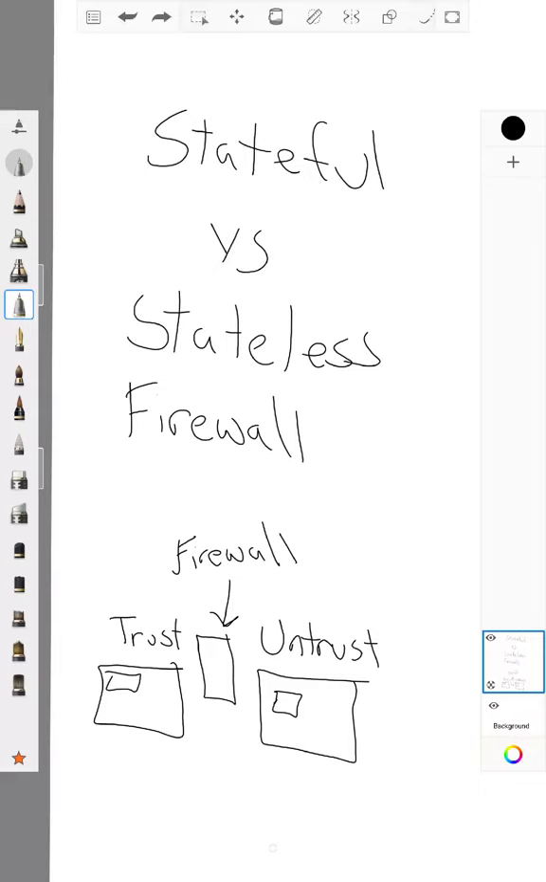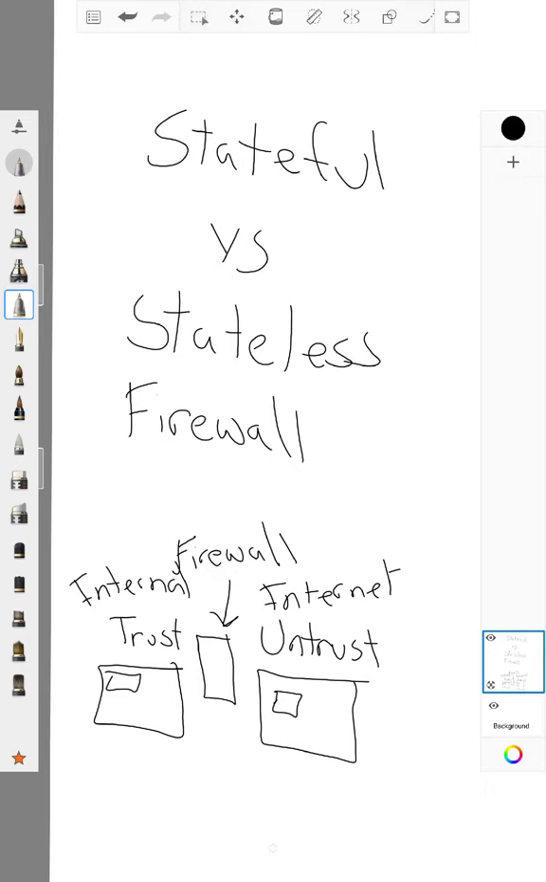We're looking at the difference between stateful and stateless firewalls. So let's take a look at this diagram that I have below. In this diagram below, I have a trust and an untrust zone. Your trust is usually your internal network, and your untrust is usually the internet.